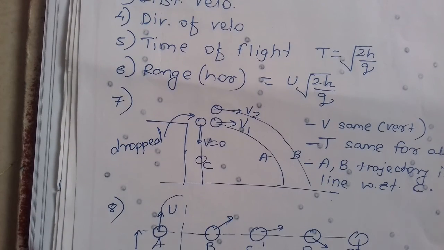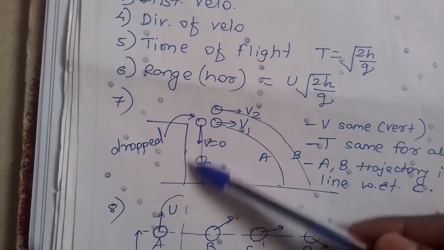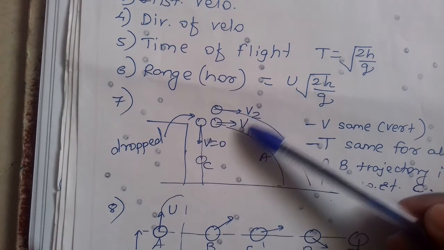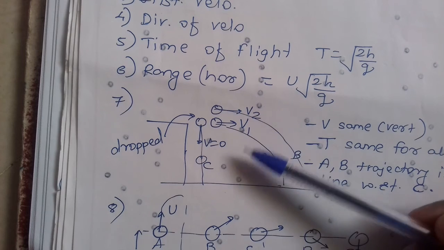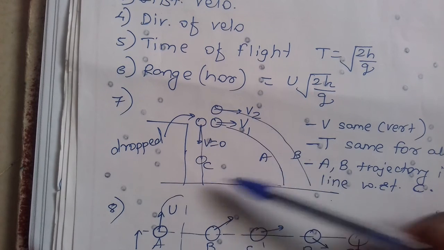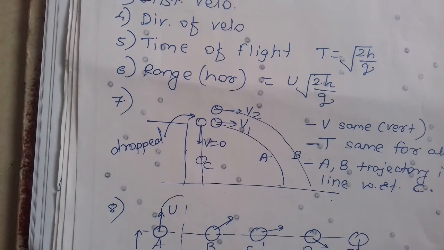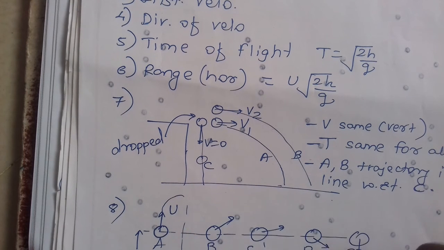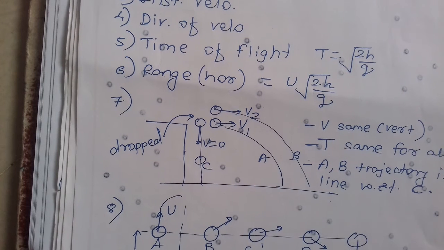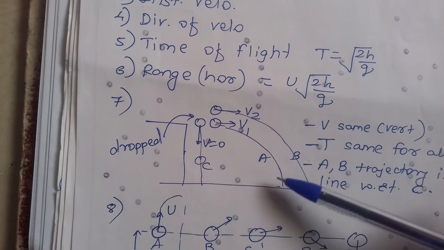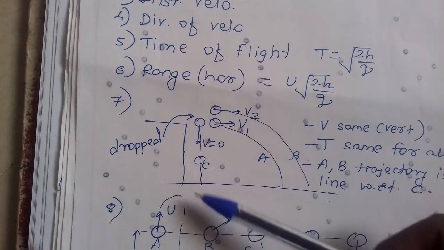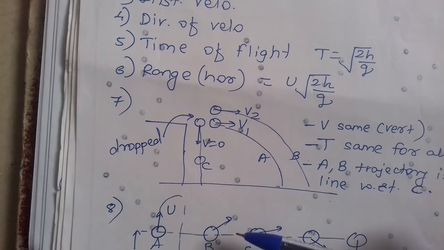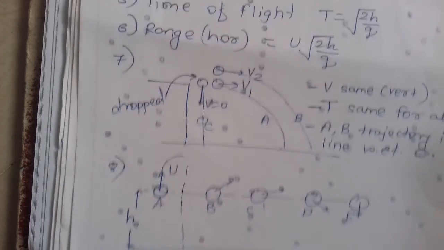Then there are 3 balls. One ball is dropped from this height, initial velocity 0. One is projected with velocity v2 and one is projected horizontally with velocity v1. Then all balls reach ground at the same time. Time required for each one to reach ground is same. Then vertical velocity of all of them when they reach ground is same. And with respect to C, trajectory of A and B is straight line.